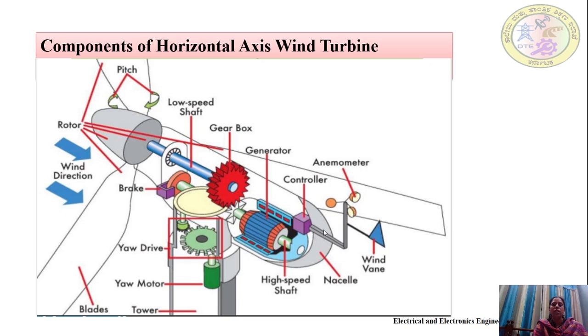The nacelle is the housing inside which all the components are placed. Anemometer is used to measure the velocity of the wind. Wind vane for the direction. Electronic controller. Brakes. Rotor, gearbox, generator. Generator is the main part of any power plant for converting the mechanical energy into electrical energy.